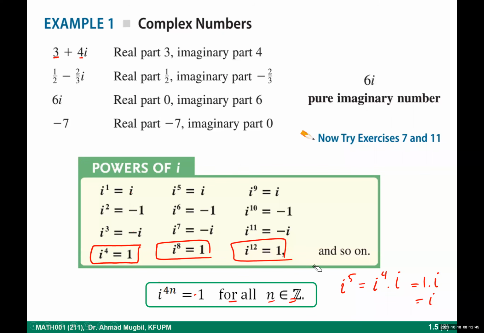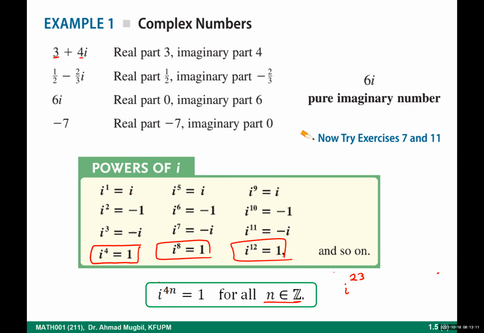How to do that? Remember this: i to the power 4n, whatever n is an integer, by Z we mean integer numbers. So if n is any integer number, i to the power 4n is 1. Like what? Let me give you an example in the next slide. i to the power 23. What is i to the power 23? Who can tell me?